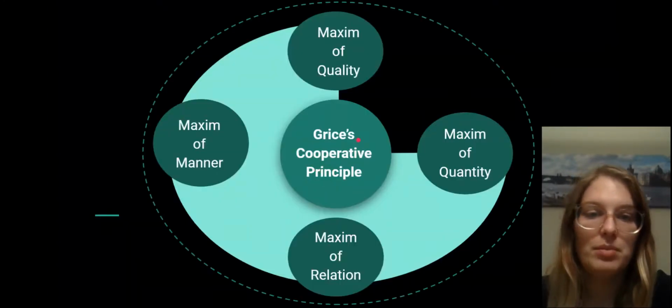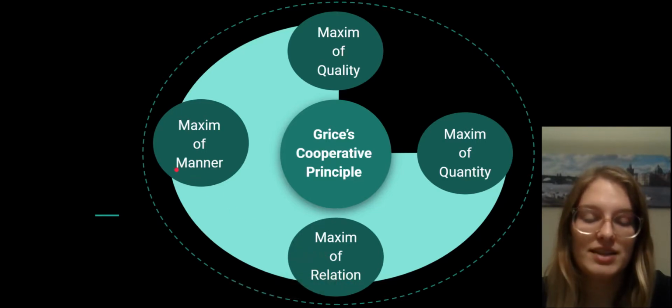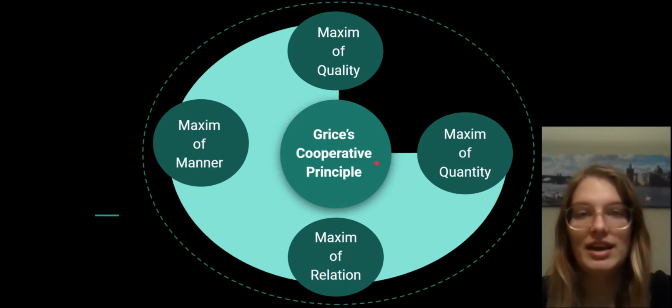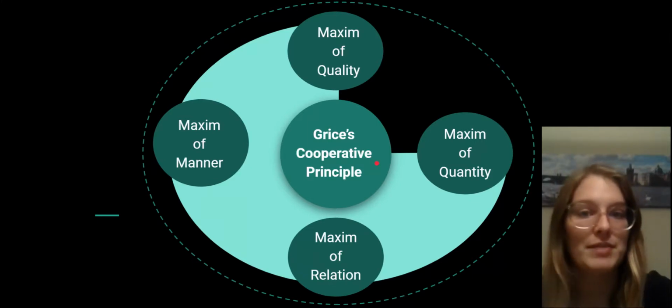So his cooperative principle includes 4 maxims. There's the maxim of quality, the maxim of quantity, the maxim of relation, and the maxim of manner. These are the 4 maxims that govern the cooperative principle. In order to cooperate and in order to work together to communicate, people need to follow these 4 maxims for conversational success. And that's what he contributed to pragmatics.